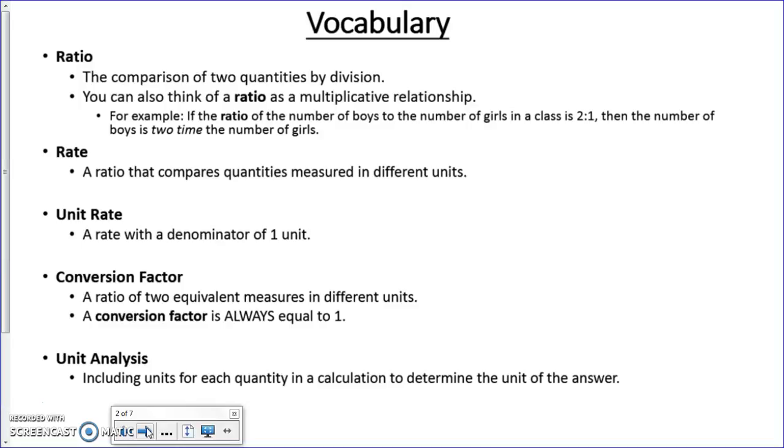Rate, a ratio that compares quantities measured in different units. Unit rate, a rate with a denominator of 1 unit. Conversion factor, a ratio of two equivalent measures in different units. A conversion factor is always equal to 1. Unit analysis, including units for each quantity in a calculation to determine the unit of the answer.